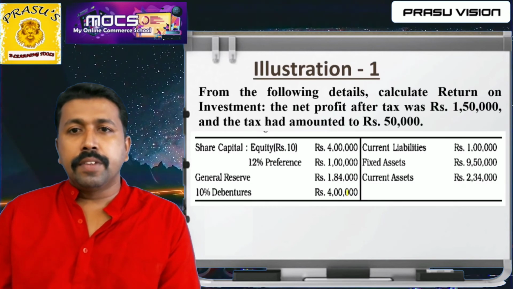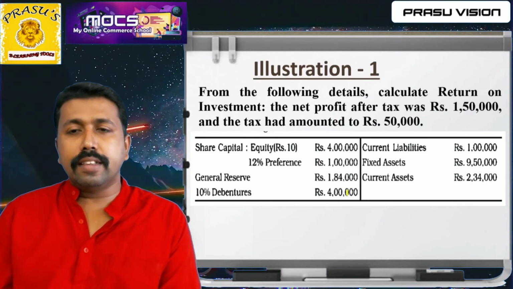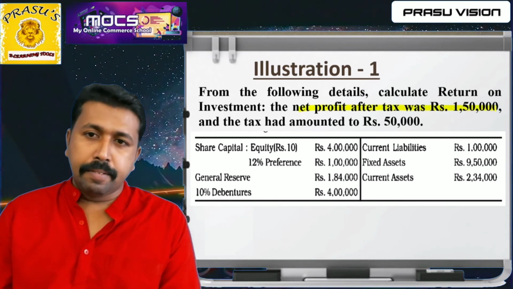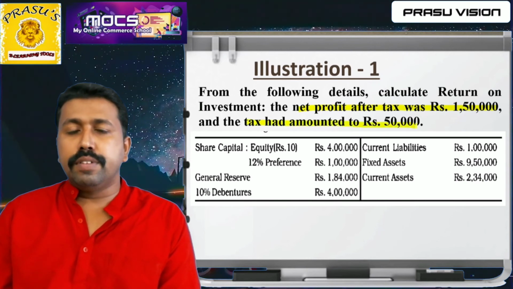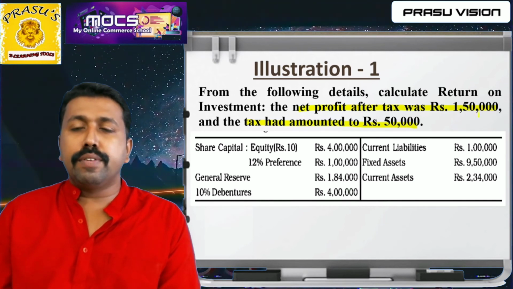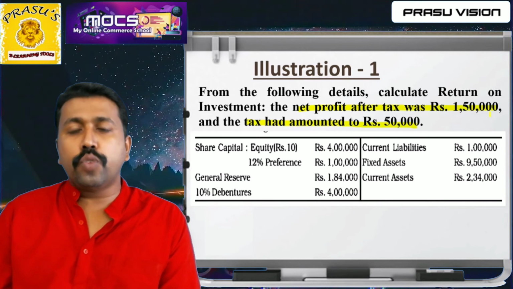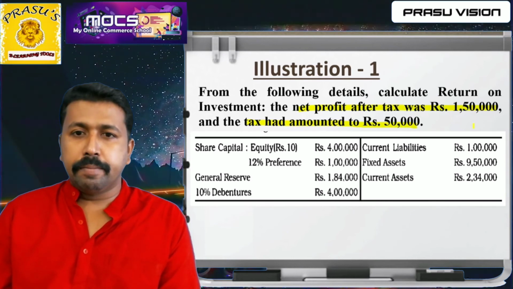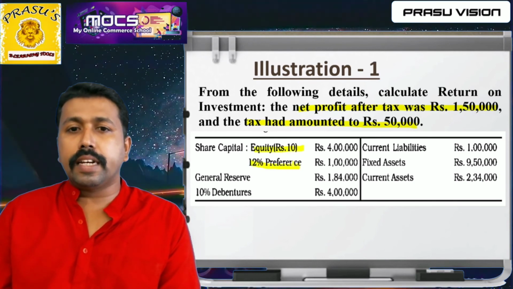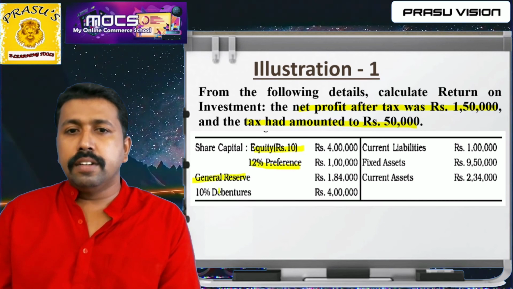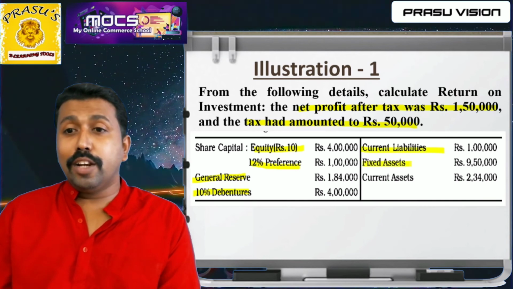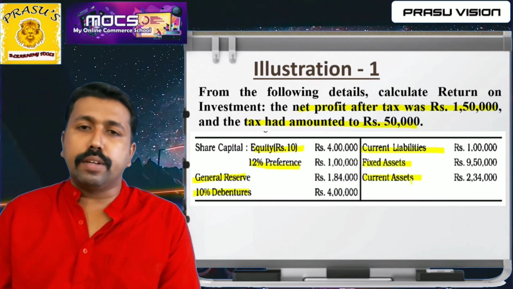Always keep in mind, the question will clear your doubt regarding the problem. Net profit after tax amount is given in this question, 1,50,000, and the tax amount is 50,000. So it's very easy to find out the value of net profit. We have to add 50,000 with 1,50,000 to find the net profit before tax. Share capital, equity and preference share capital amounts are given separately. General reserve amount is given. 10% debenture is there. Current liability amount is given. Fixed asset value is there. Current asset value is 2,34,000.